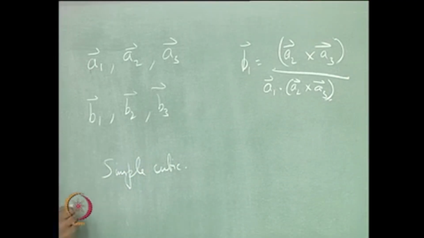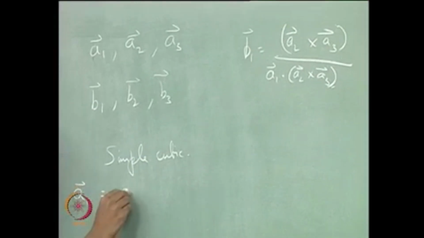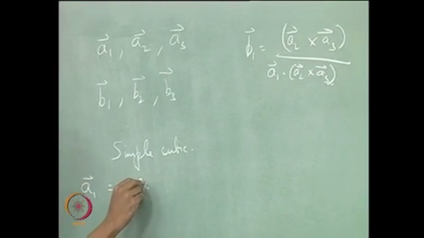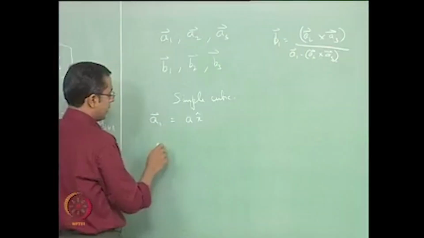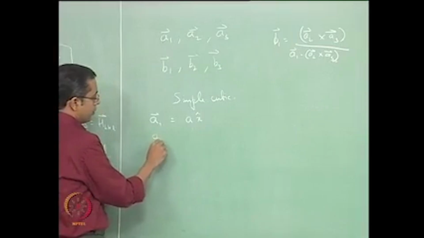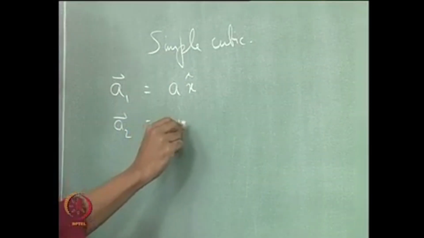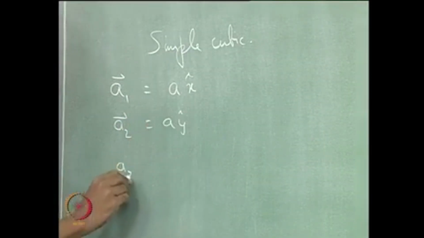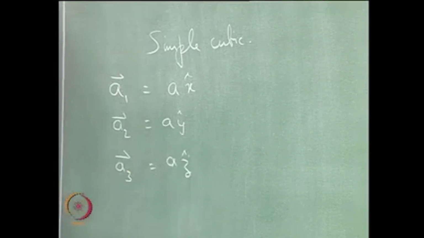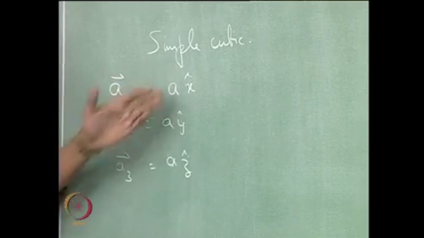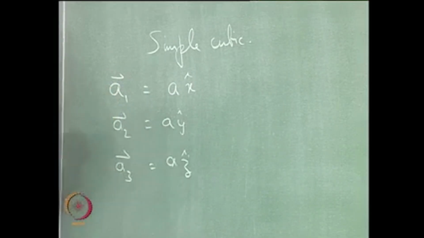So a good way of describing it is A1 is simply A in the X direction, X cap, A2 is A Y cap and A3 is A Z cap, where these are unit vectors in those directions X, Y and Z. Now we would like to get B1, B2 and B3.